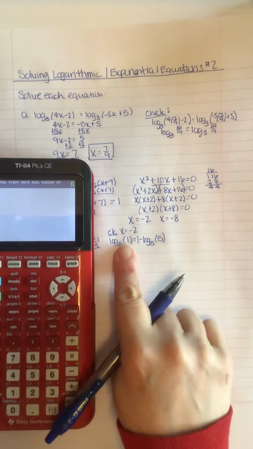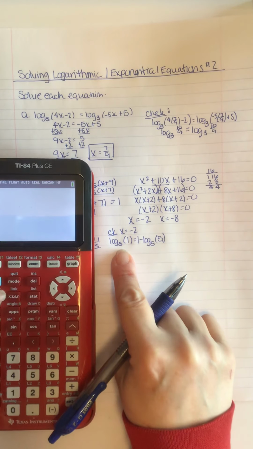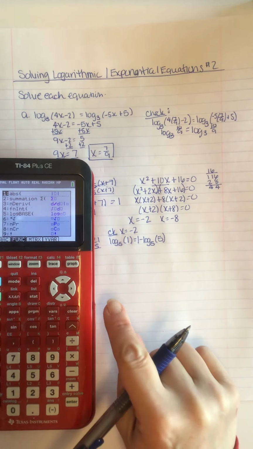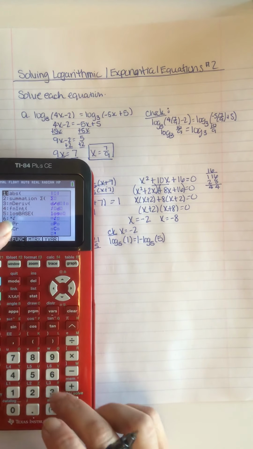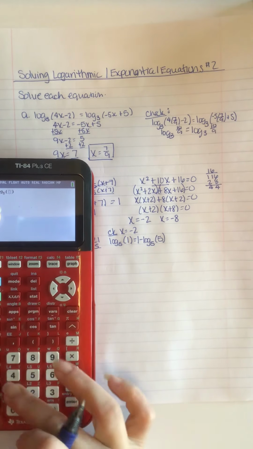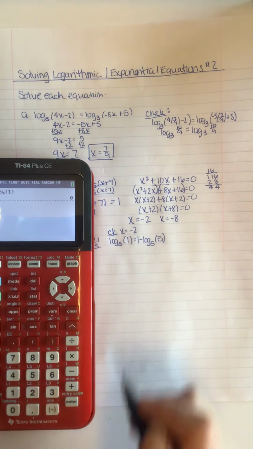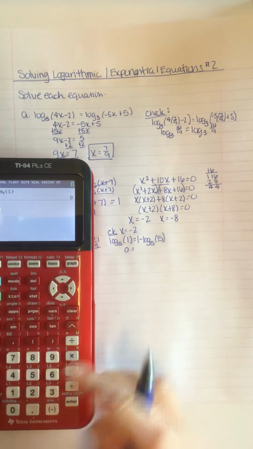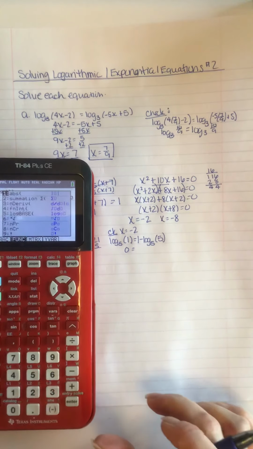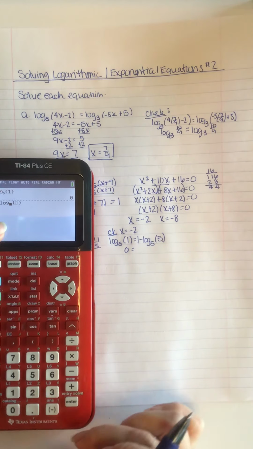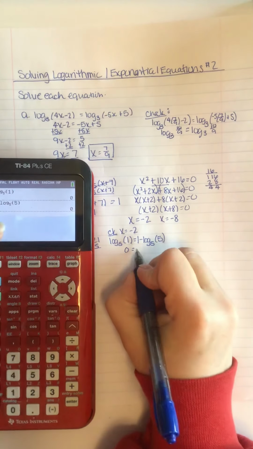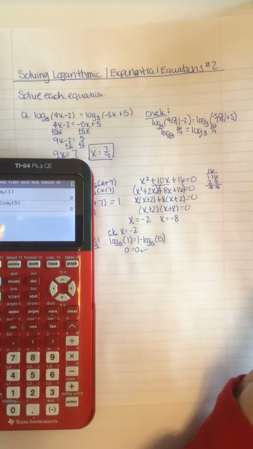So here, if you don't have the option to do this, then you have to use change of base. I'll do both. Here, we would choose this. We have log base 5 of 1 equals 0. And then we have 1 minus alpha y equals, we go over to function 5, log base 5 of 5, we should know that's 1. That equals 0, so this one checks.